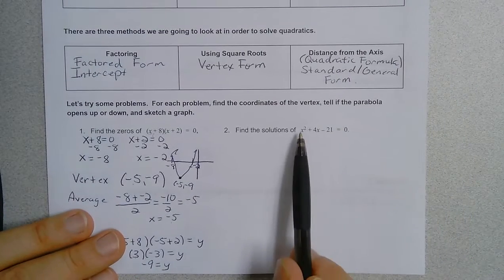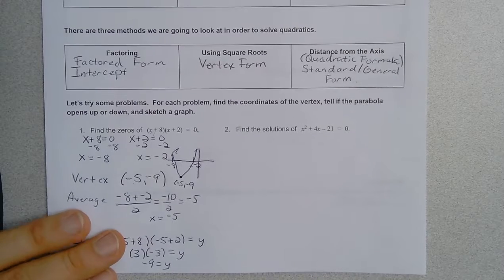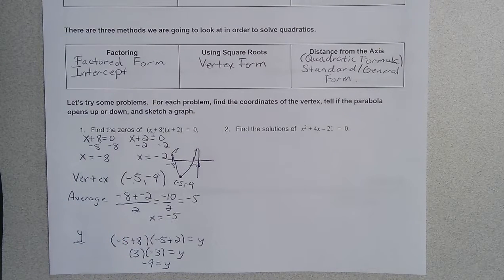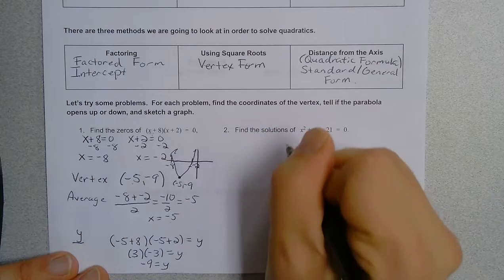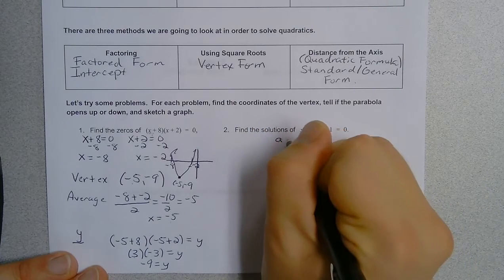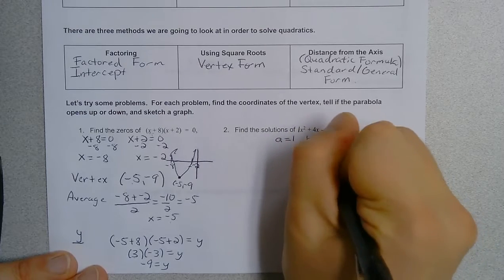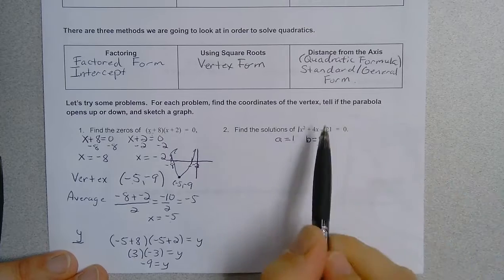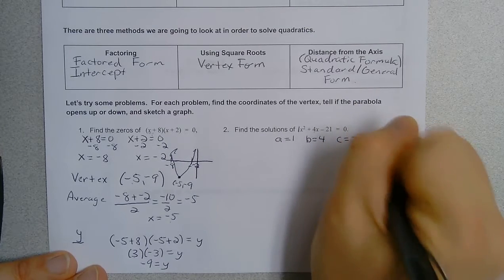So now if we're finding the solutions of x squared plus 4x minus 21, we have some options. We can for sure use the quadratic formula. And we're going to practice that. So we can say a equals 1 because there's 1 x squared. B equals 4 because the coefficient in front of x is 4. And C equals negative 21.